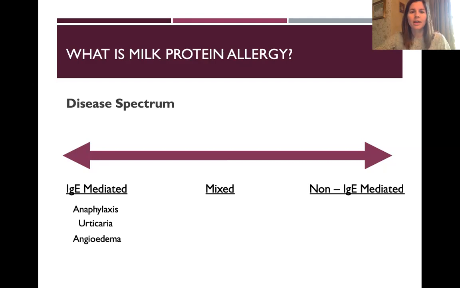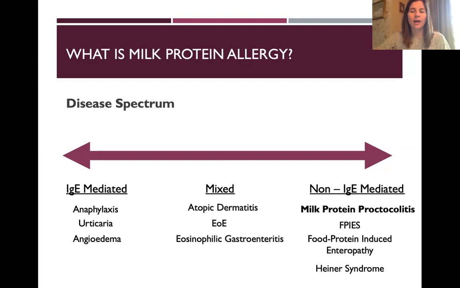For the mixed mediated responses, which is a combination of IgE and non-IgE mediated processes, these include atopic dermatitis, eosinophilic esophagitis, and eosinophilic gastroenteritis. And then the non-IgE mediated processes include milk protein proctocolitis, food protein induced enterocolitis syndrome or FPIES, food protein induced enteropathy, and Heiner syndrome, which has pulmonary manifestations. And again, I'm going to be focusing on milk protein proctocolitis.